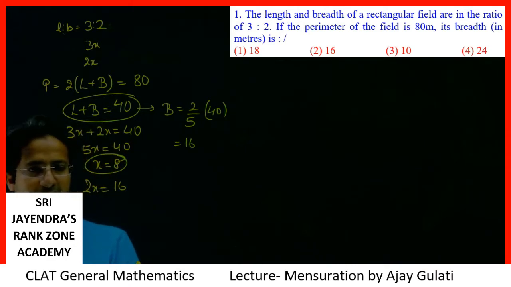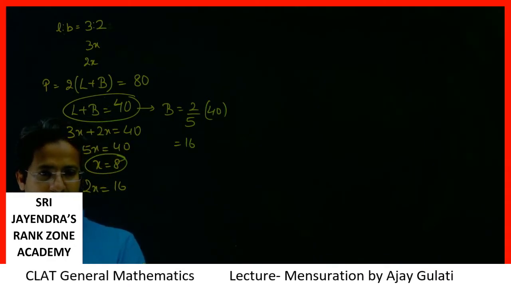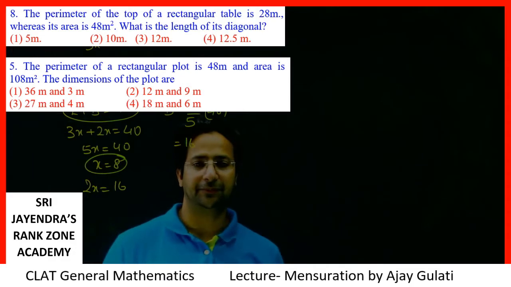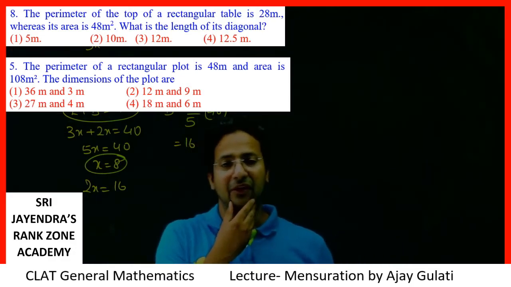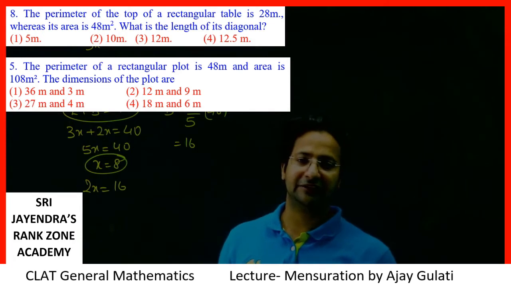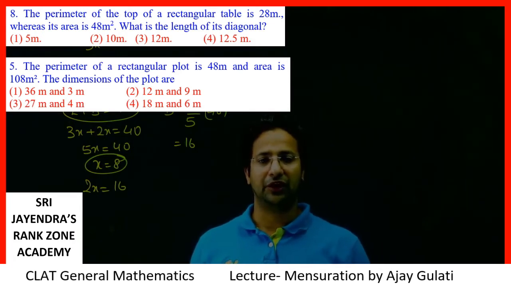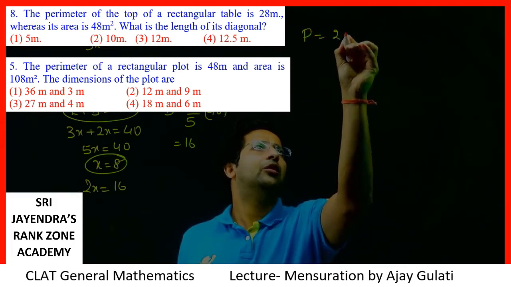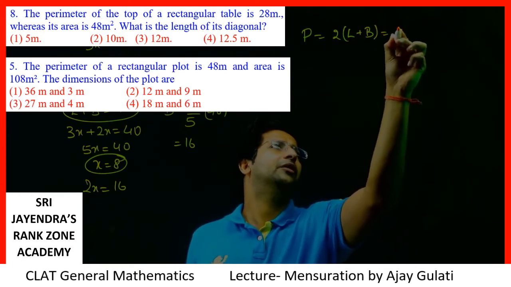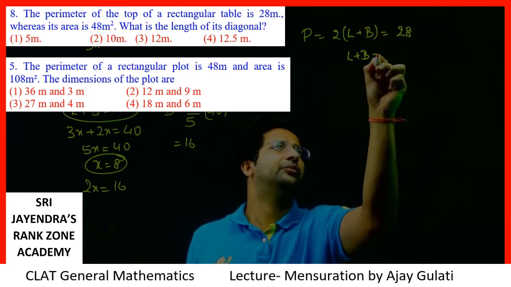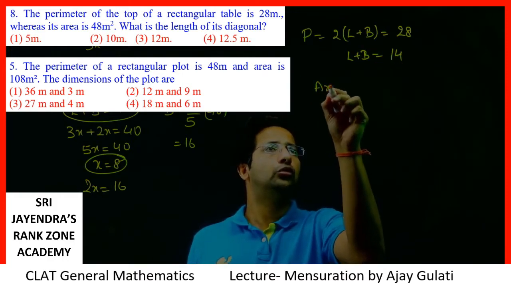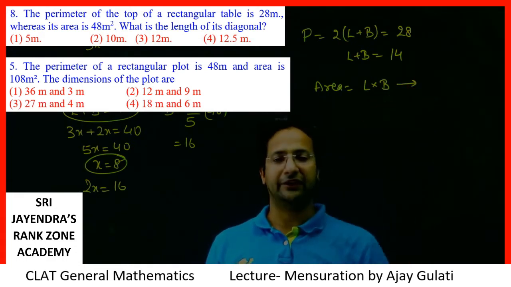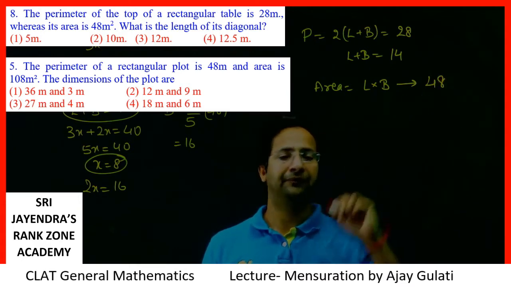Fine. Let's take two other questions. This is the first question, then this will be the second question. I'm doing the 8th one, question 8. The perimeter of the top of a rectangular table is 28 meter, whereas its area is 48 meter square. What is the length of the diagonal? See, perimeter is double of (L plus B), that is equal to 28. So I can say length plus breadth is equal to 14. Also, area is length into breadth, that is given to us as 48.